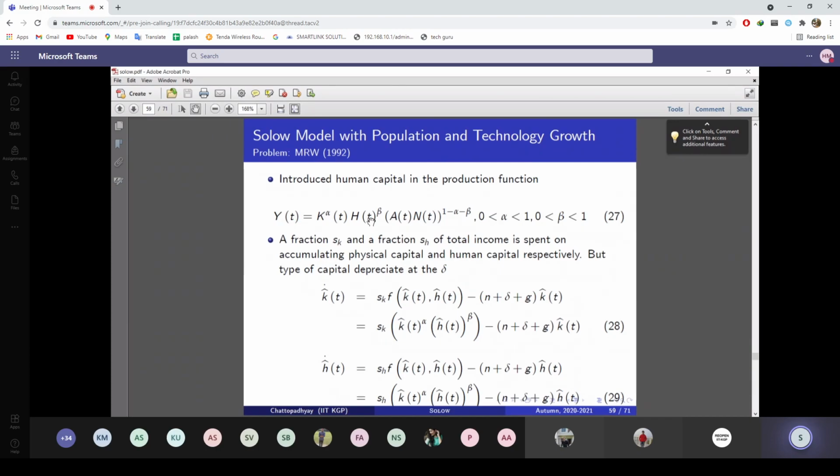But once they introduce this H to the power beta over here, the convergence rate of capital stock to steady state, output to steady state, becomes 1 minus alpha minus beta, times n plus delta plus g. Because of this extra term beta, the convergence has fallen and started coming much closer to the data. So people started analyzing this kind of production function with the Solow model.